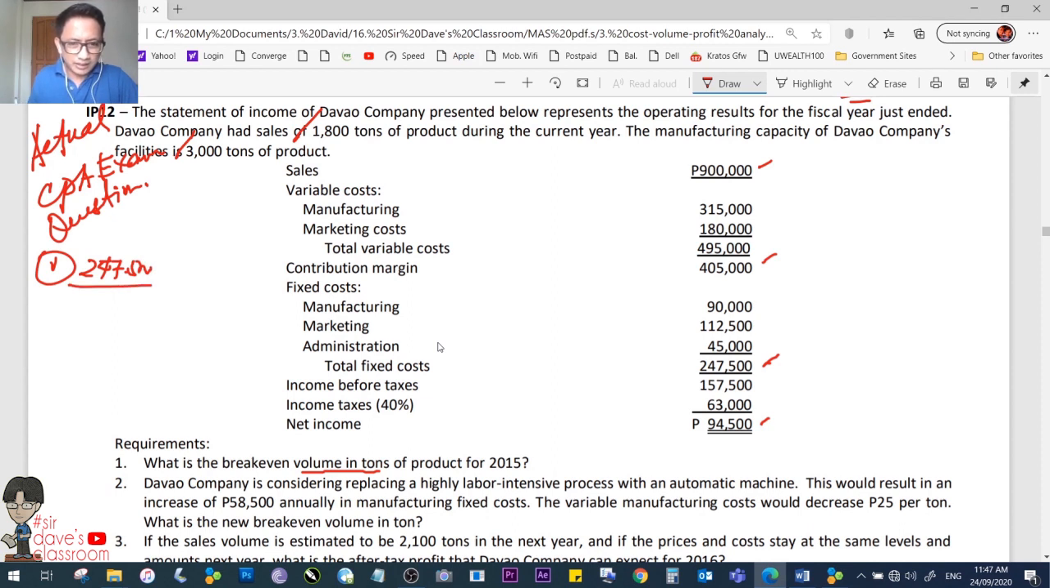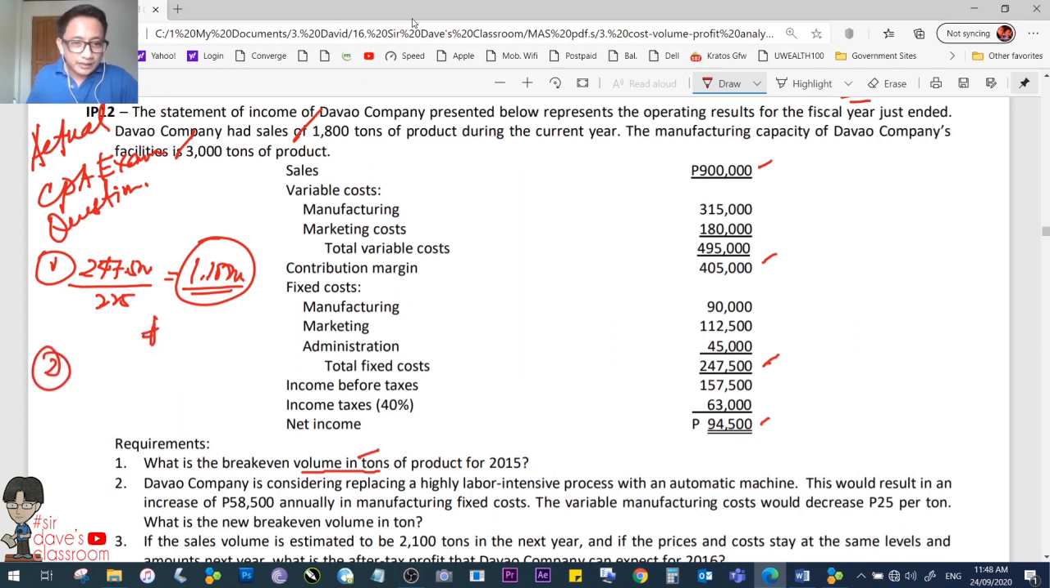Divided by, what is being asked? In tons or in units. Contribution margin per unit. So, how much do we have here? 405,000 divided by 1,800. That must be 225 pesos. Final answer, 1,100 units or tons. There, you already have 1 point in the CPA board exam.